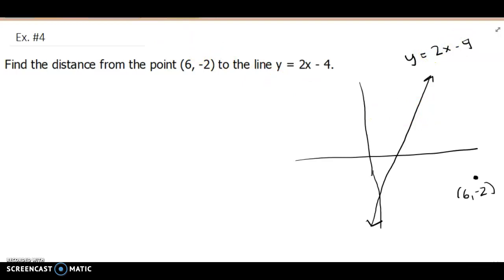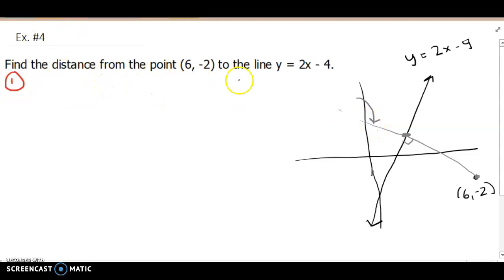Okay, my goal here is to find where it crosses this perpendicularly, right? So I want to find the distance from this point to this point. But first I have to find the equation of this line. Like I said, this is not to scale by all means. I'm sure this is way off. So I want to find the equation of that line first.